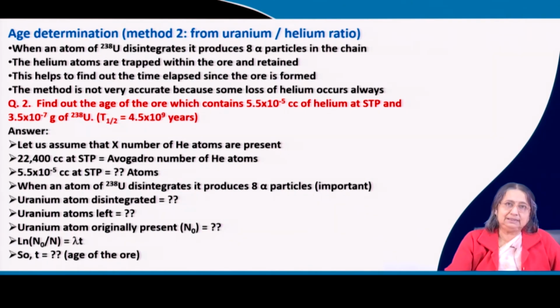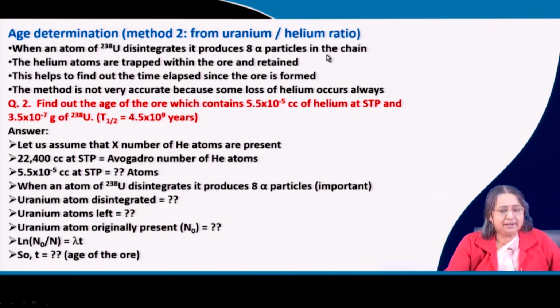That way actually it is detected as helium in alpha particle. Now, these are the key points that you have to remember for this. When an atom of uranium 238 disintegrates, it produces these 8 alpha particles in the chain. So, after leaving 8 alpha particles, it goes to the end product, lead.